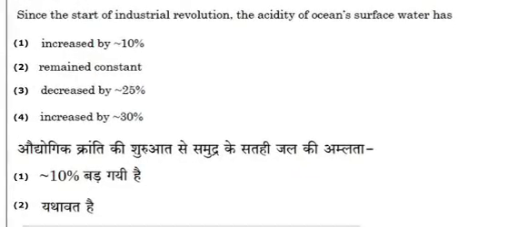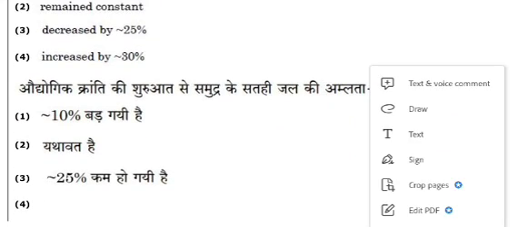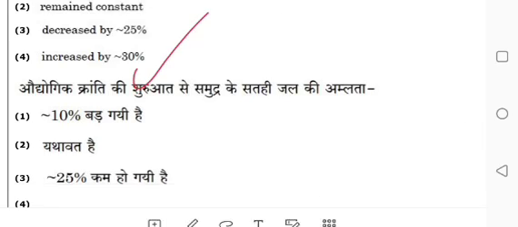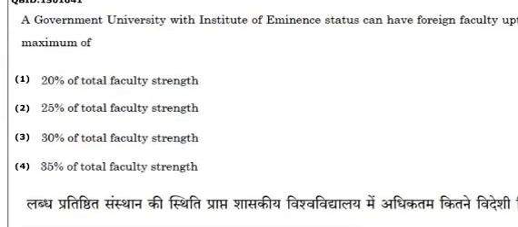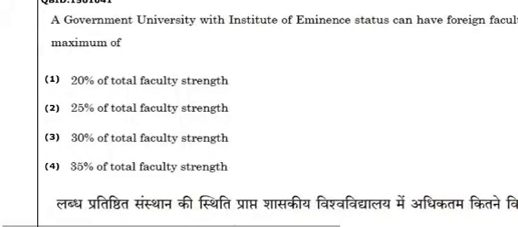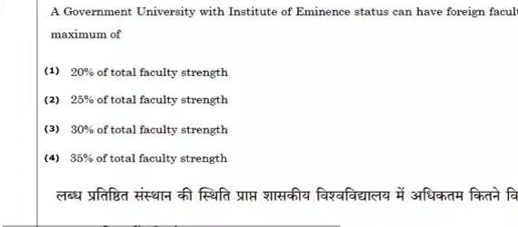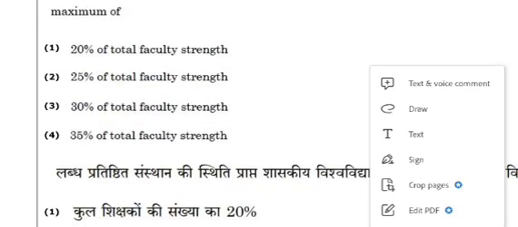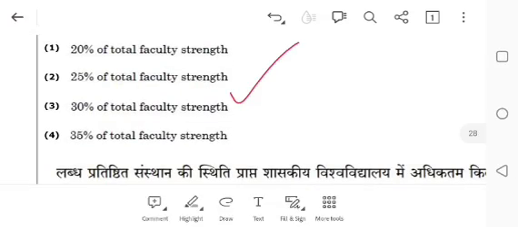Then number 40. Since the start of the industrial revolution, the acidity of ocean surface water has increased by 10%, remained constant, decreased by 25%, or increased by 30%. Number 40, it will be increased by 30%. Next, a government university with Institute of Eminence status can have foreign faculty up to a maximum of what? 20% of total strength, 25, 30 or 35. 41, it will be number B, 25% of total faculty strength.